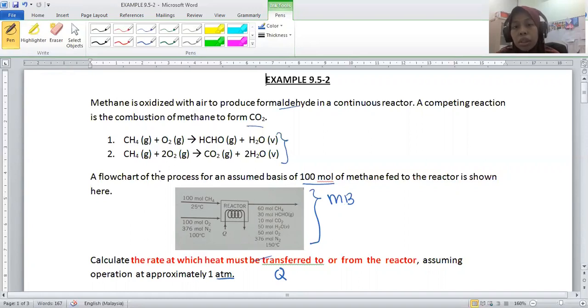Another thing is the method, which method you want to use. For multiple reactions, it is easier to use the heat of formation method compared to the heat of reaction method. So in this example, you are going through the calculation using this particular method.